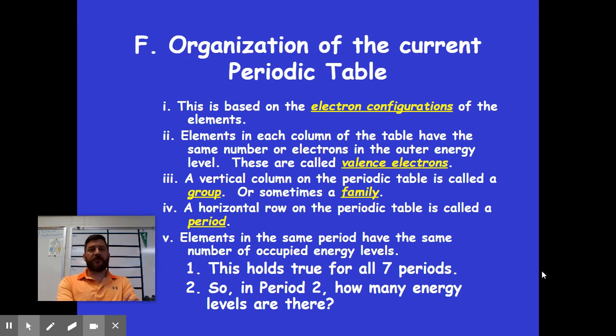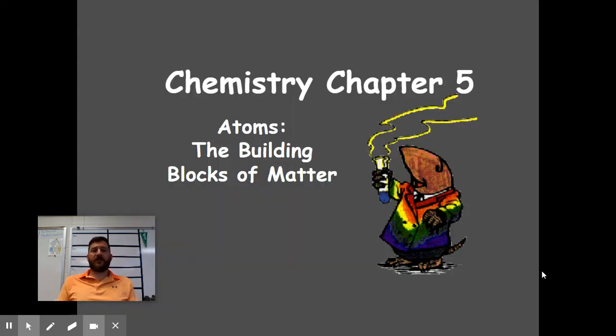Elements in the same period also have the same energy level. I just said that. All right. So period 2 is going to have 2 energy levels. Period 6, which starts with cesium, is going to have 6 energy levels. This is the outermost energy level. They have more, but they have 6.